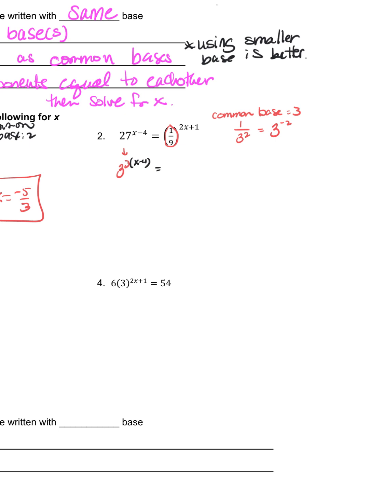Equals 3 to the negative 2 times what's in the exponent. Okay, now that the bases are the same, we can drop the bases and set the exponents equal to each other. So I'm going to do that so you can see it.